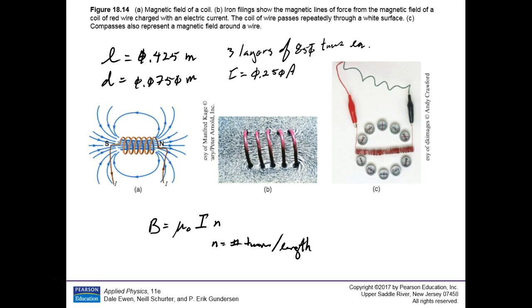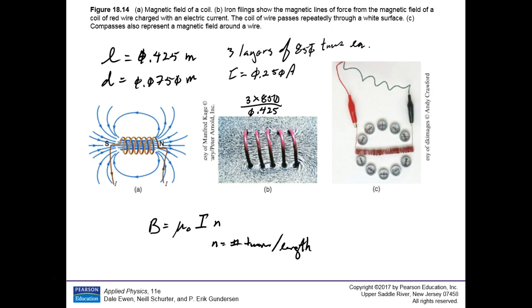Now, the number of turns per unit length. We have 3 layers of 850 turns, so that would be 3 times 850. That's the number of turns per, and the length here is 0.425 meters. That's going to be a lot of turns per unit length. And that's it. See, we don't use that other information at all.